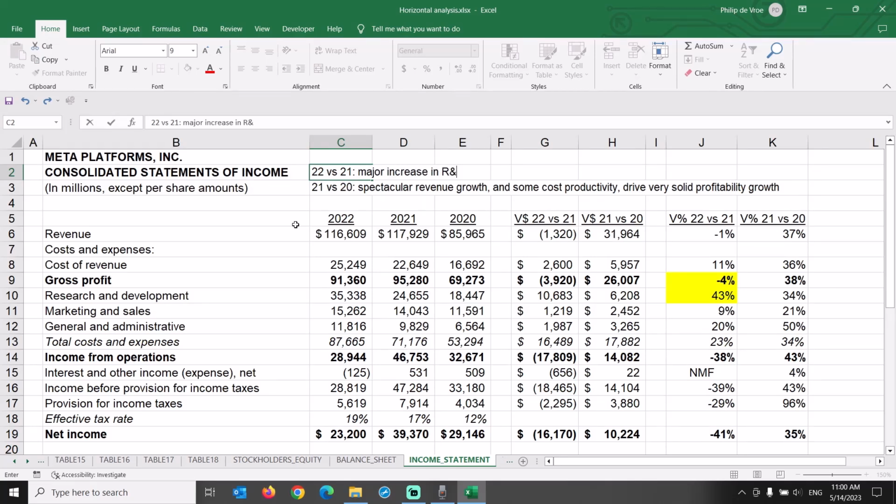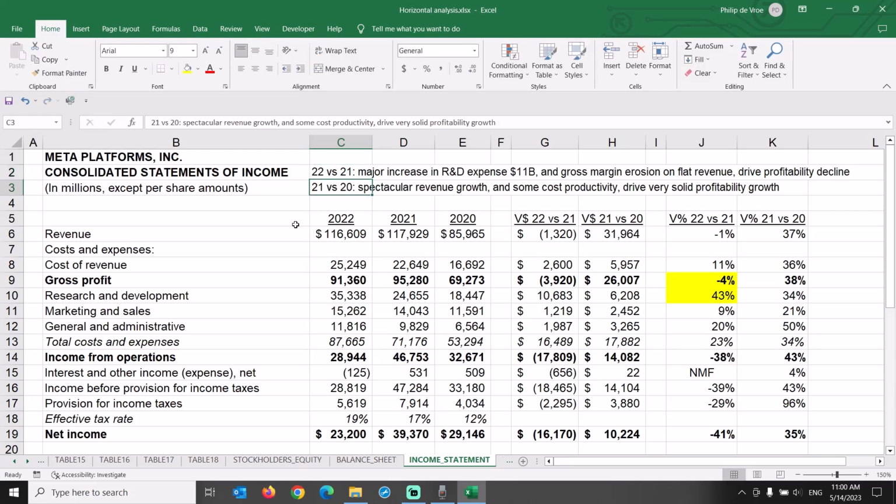If I were asked to provide some narrative to the operating income decline in this horizontal analysis of the income statement, I would add the following in cell C2. 22 versus 21. Major increase in R&D expense, $11 billion, and gross margin erosion on flat revenue drive profitability decline.